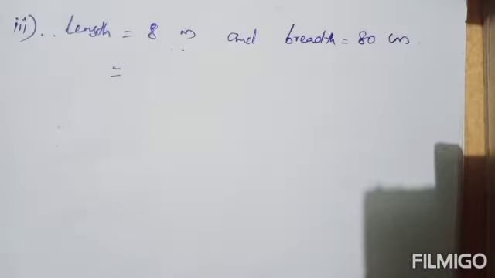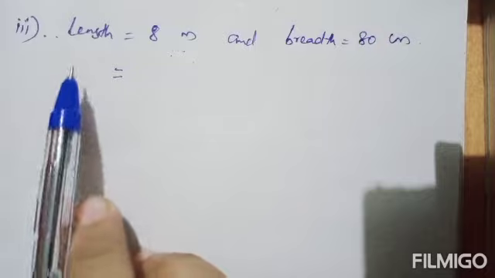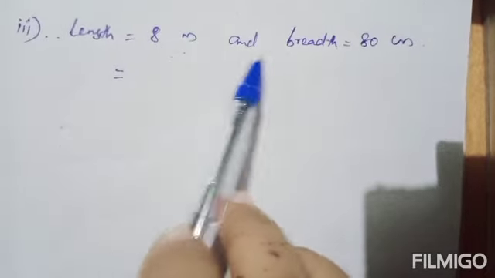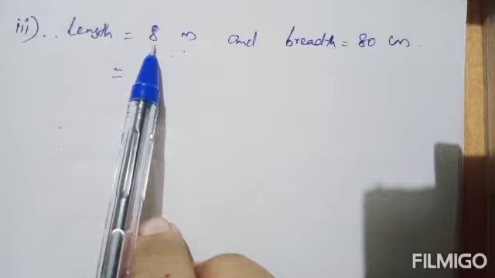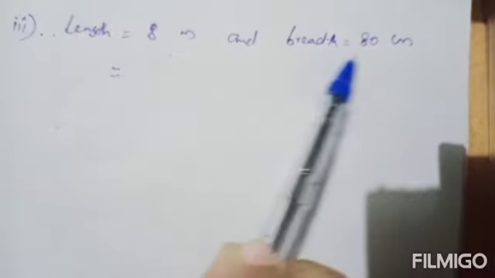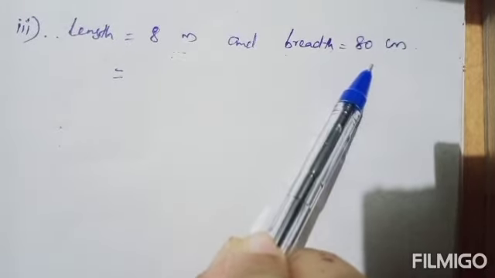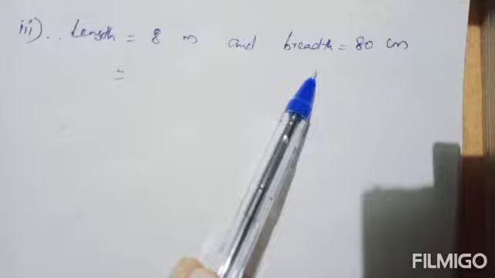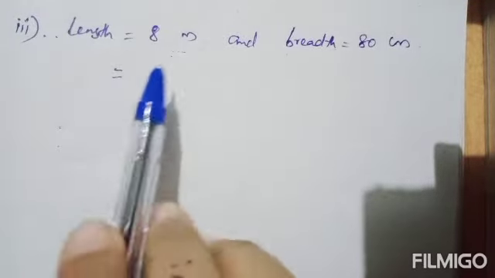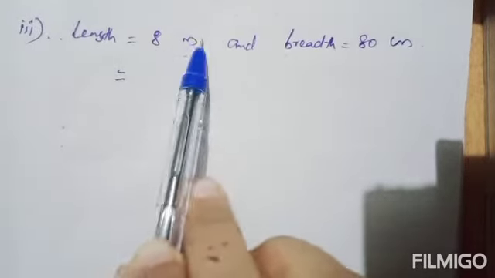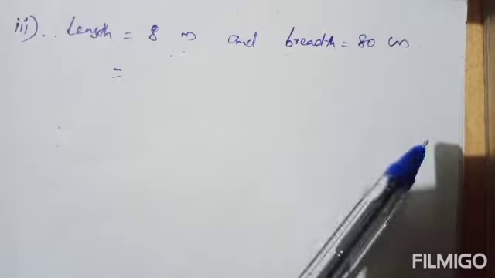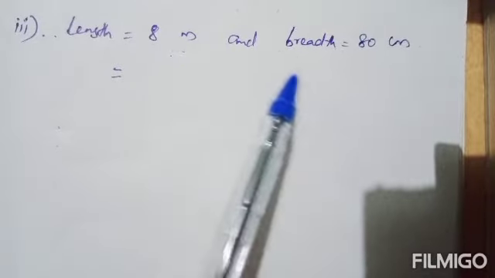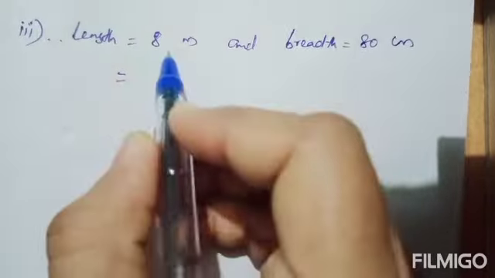Okay. Now in that third one, length equals 8 meter and breadth equals 80 centimeter. So you can see here length is in meter and breadth is in centimeter. So first you have to make the unit the same. Either you can convert meter to centimeter or centimeter to meter. Anything you can do. Let us convert this meter to centimeter.